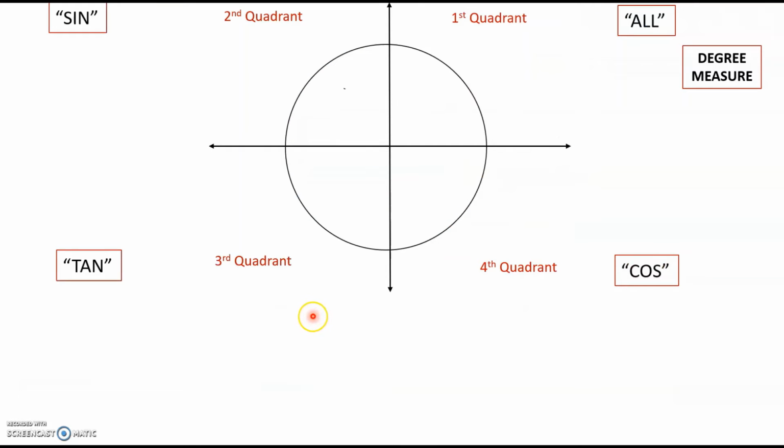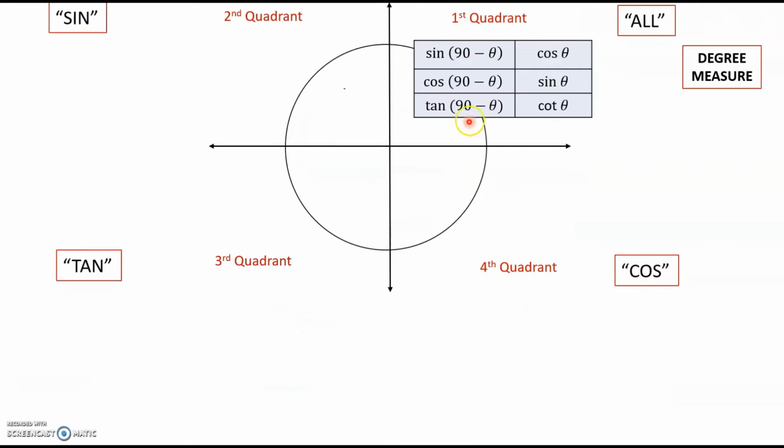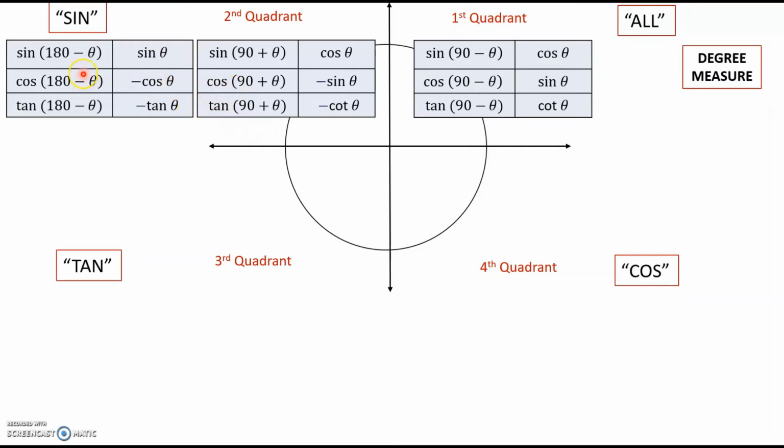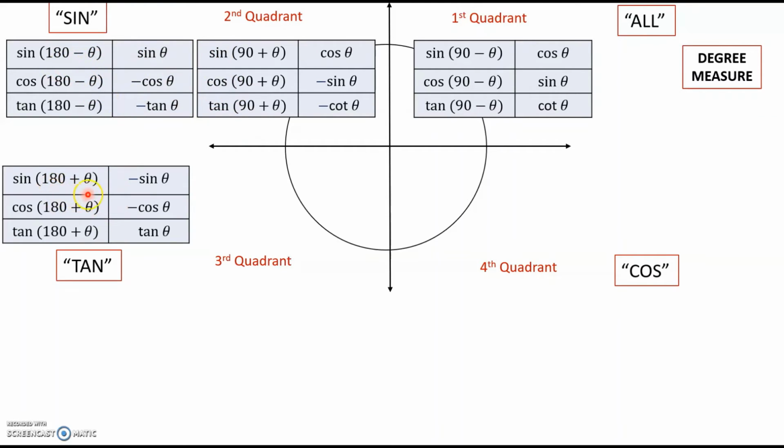Okay, now let's try and summarize our results. So 90 minus theta will be in the first quadrant. I have put this table here, and 90 plus theta will be in the second quadrant. I put this table here, and similarly 180 minus theta is in the second quadrant, and 180 plus theta is in the third quadrant.